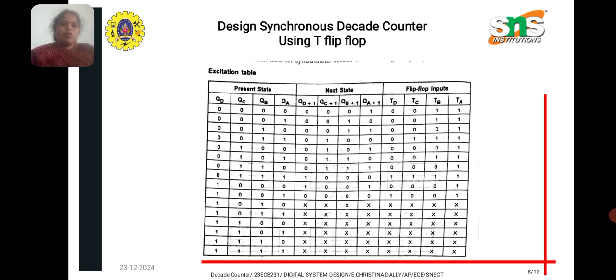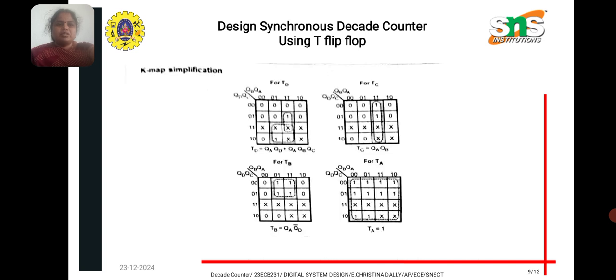And we write the flip-flop inputs. How do we write the flip-flop inputs? Suppose we are taking the flip-flop, then we get TA, TB, TC and TD from the excitation table of the T flip-flop. We are writing the values, and finally we assign the K map, which has been initialized for these flip-flops.